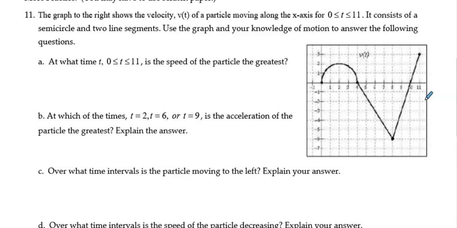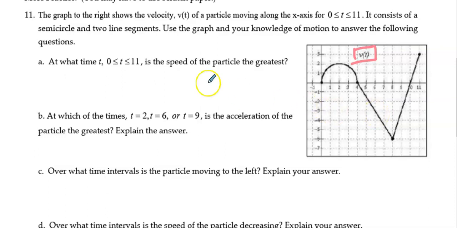The graph to the right shows the velocity. So again, we want to focus on the fact that it's a velocity function, which is amazing, of the particle moving along the x-axis on the interval from 0 to 11. It consists of a semicircle and 2 line segments. This is very common in FRQs, especially when you're given a graph. Even though it's common sense, it wants you to know that this is actually a semicircle. So you could find the area under the curve knowing this is a true semicircle, and then this right here is just 2 straight lines. Use the graph and your knowledge of motion to answer the following questions.